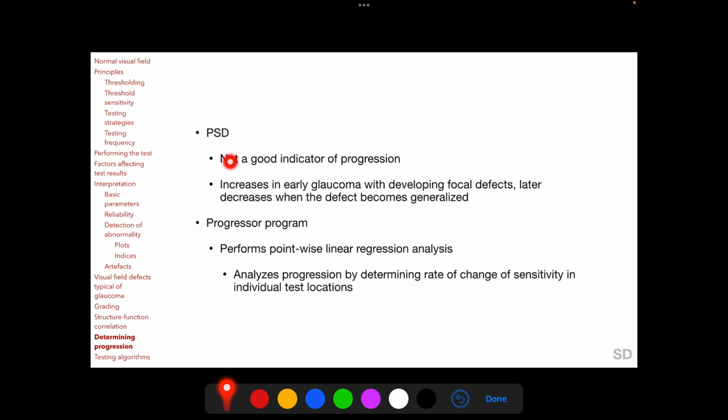PSD is not a good indicator of progression because, as we have mentioned, its value increases in early glaucoma with developing focal defects, but the value later decreases when the defects become generalized. Progressor is another software which can be applied on serial measurements taken by the Humphrey Visual Field Analyzer to detect progression.